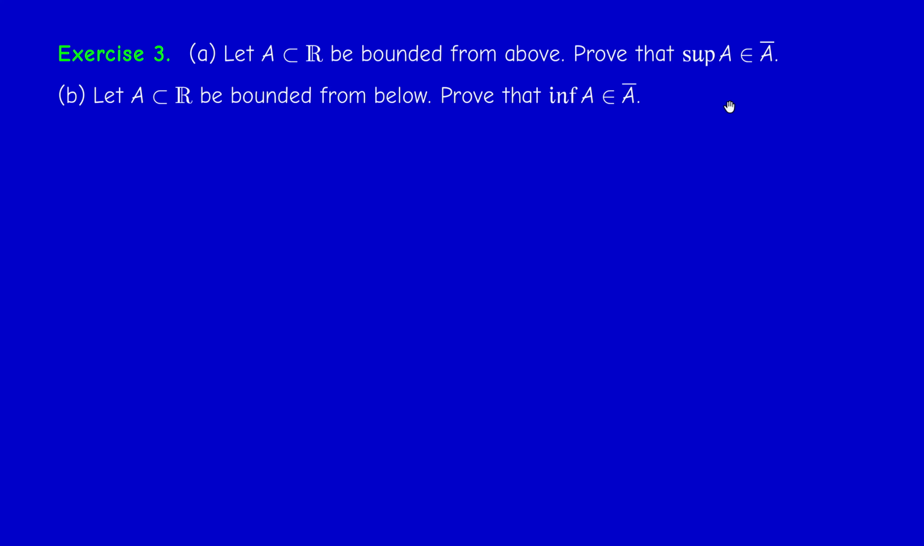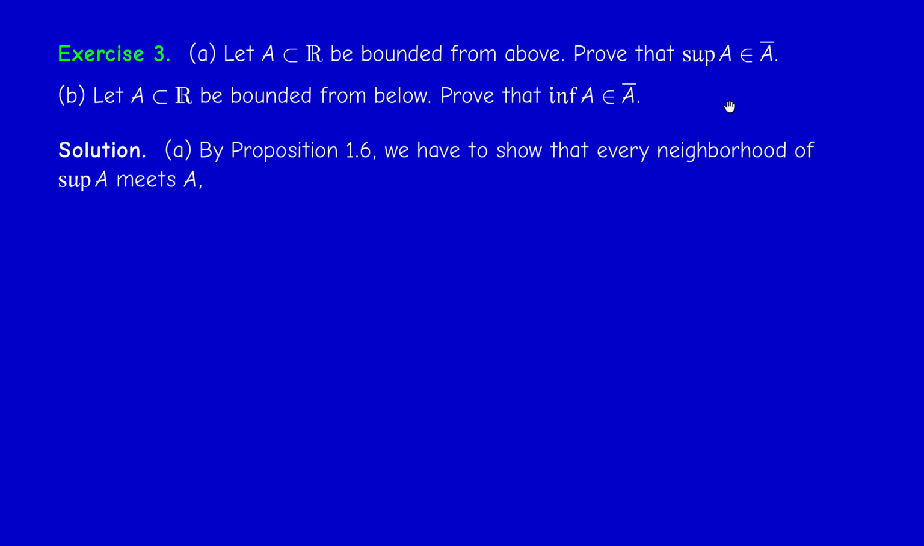So we have to use proposition 1.6. By proposition 1.6, I have a characterization of the points which belong to A bar. A point belongs to A bar if every neighborhood of that point meets A. Or equivalently, we have to prove that (sup A minus epsilon, sup A plus epsilon) meets A. So there's a point here in A, in this interval. But we will prove more actually.